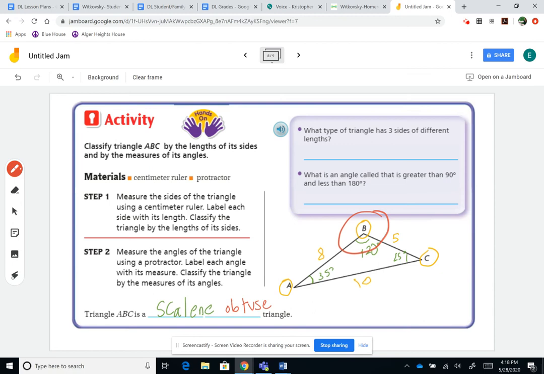What type of triangle has three sides that are different lengths? That's called scalene. And what is the angle called that is greater than 90 degrees and less than 180 degrees? That's called obtuse.